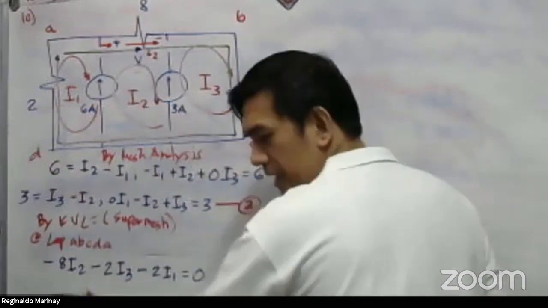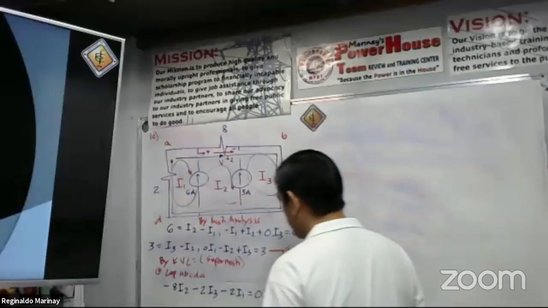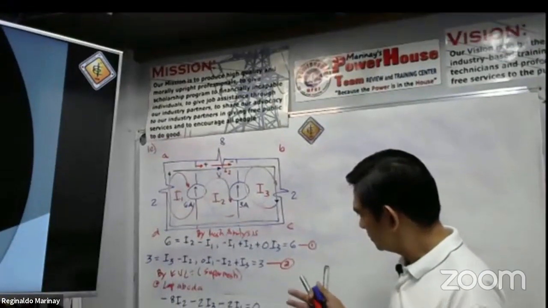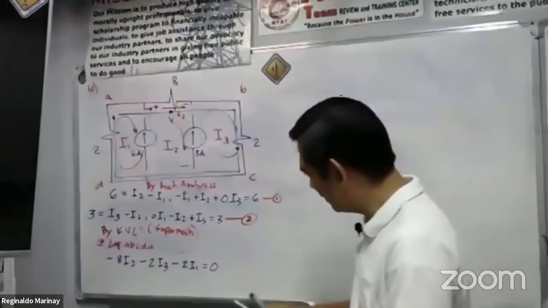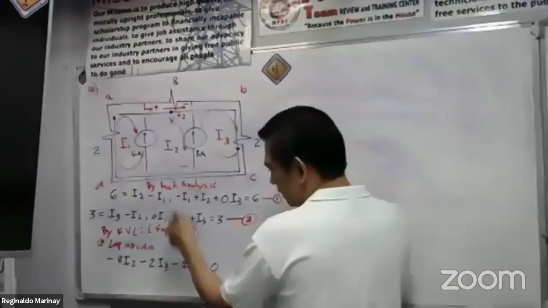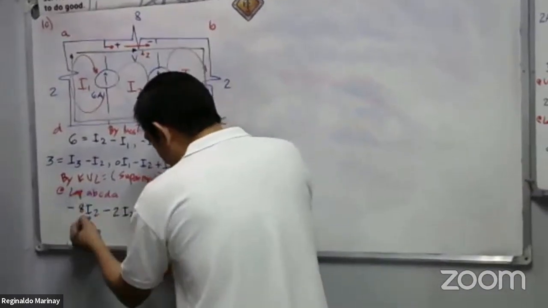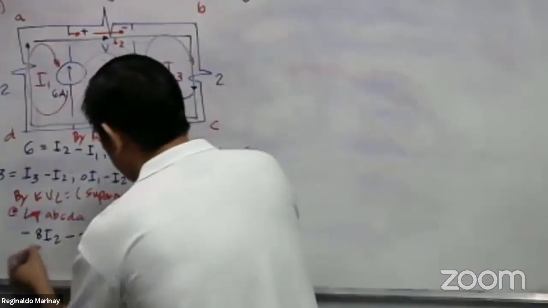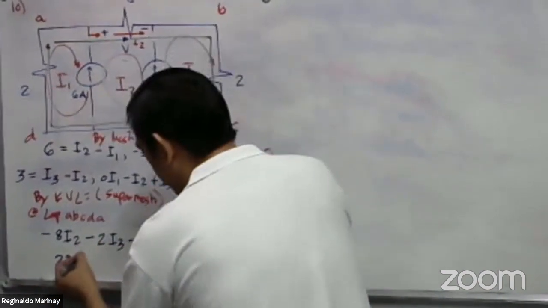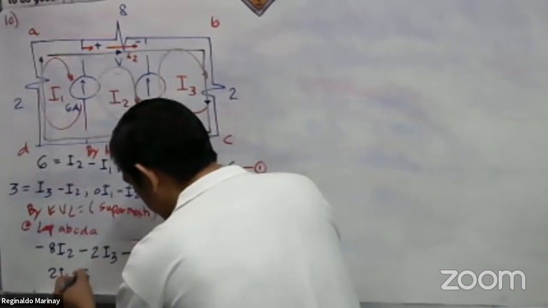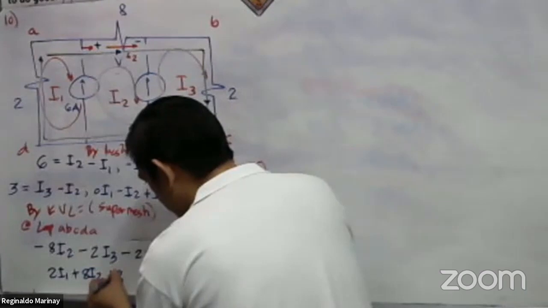Let us simplify this algebraically. I don't want to see any negative here. Let us convert all the negativity into positivity. Let us transpose this one to the right side, so all the negative will become positive. So that will become 2I1, and then plus 8I2, and then plus 2I3.